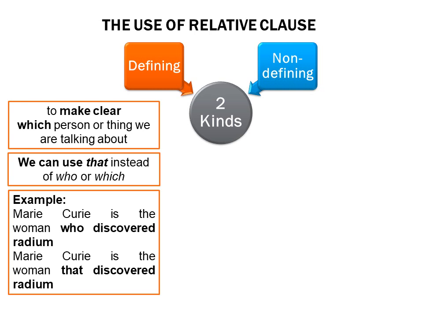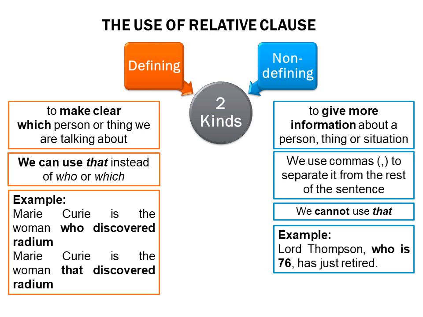Again, a defining relative clause completes the meaning of the sentence. Marie Curie is the woman who discovered radium. I defined Marie Curie. And I can use that instead of who: Marie Curie is the woman that discovered radium. On the other hand, a non-defining relative clause gives more information about the person, thing, or situation.